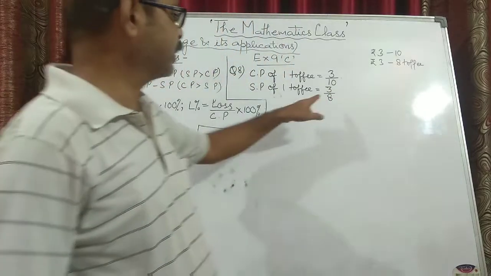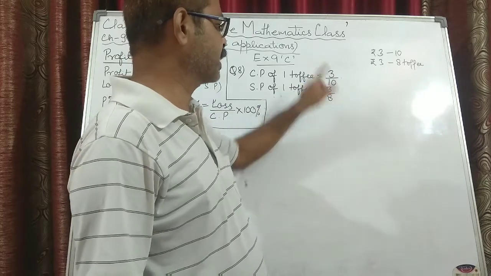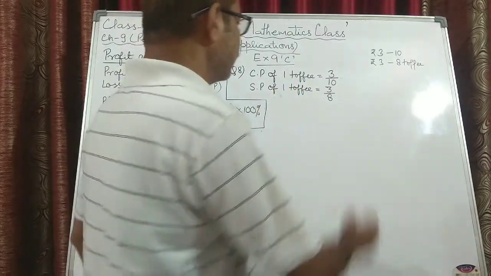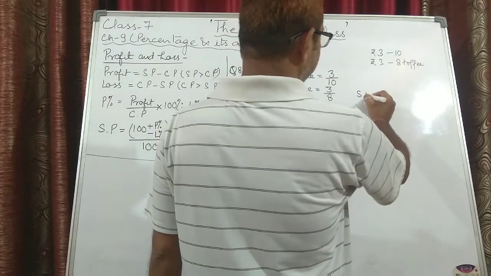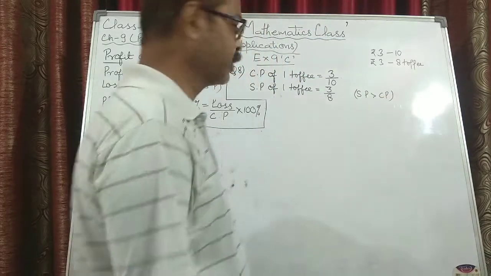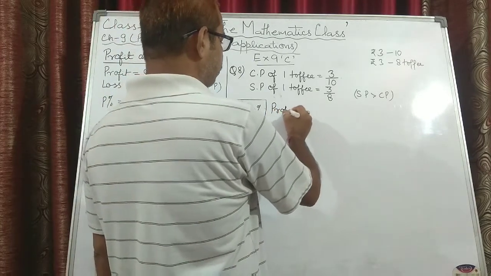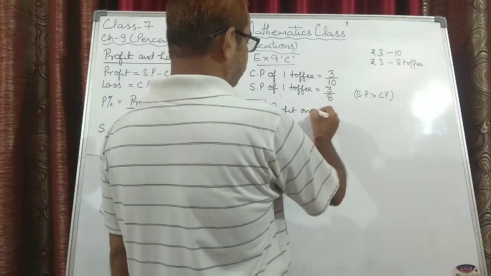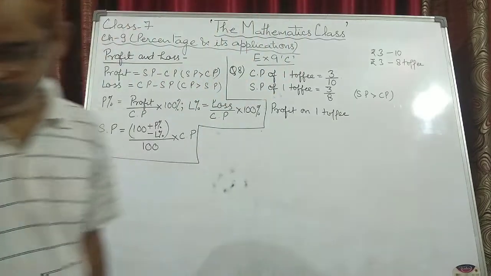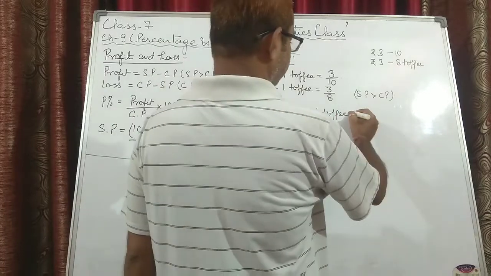You can see that the denominator here is less, whereas the numerator is the same in both. So obviously this value will be more and this value will be less. It means selling price is greater than cost price, so there is a profit. We will calculate the profit on one toffee, or I think we need to calculate the gain percent. In any case, we have to calculate the profit on one.